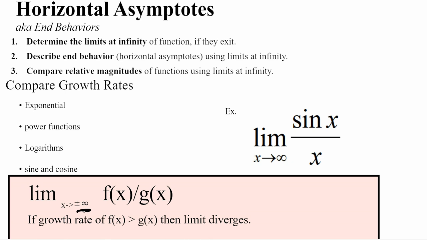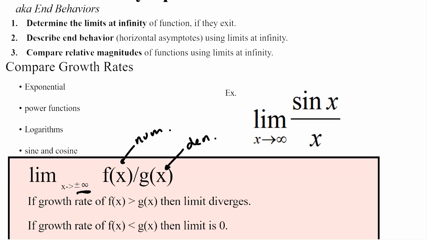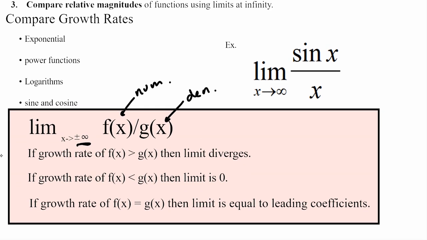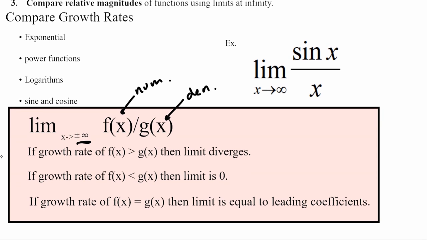And so when we have this right here, we need to compare the growth rates of the numerator and denominator. Whenever you want to find a limit at infinity of a function, generally this function is going to be a rational function. And so you have a numerator and you have a denominator. Now, when you want to find these horizontal asymptotes, you have to compare the growth rates of each one of these functions. And so when you look at growth rates of functions, you need to compare what type of function they are.